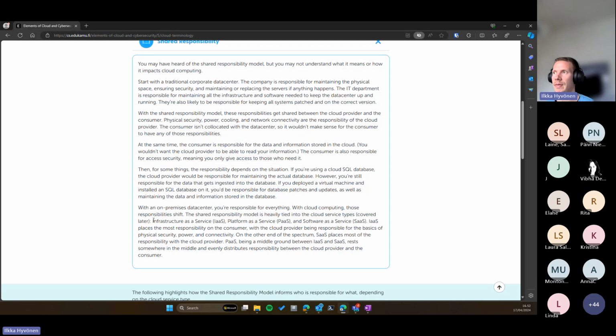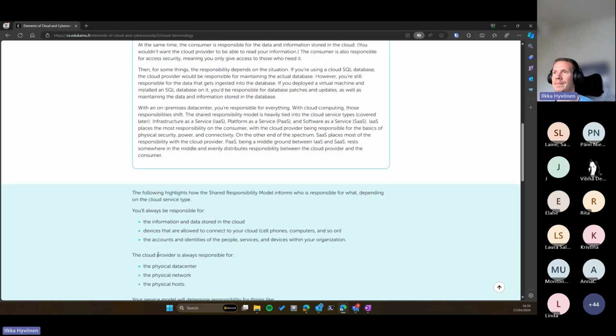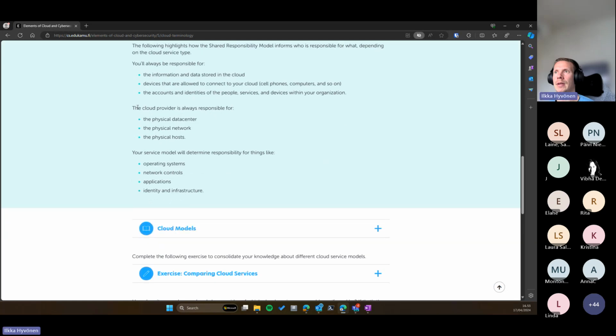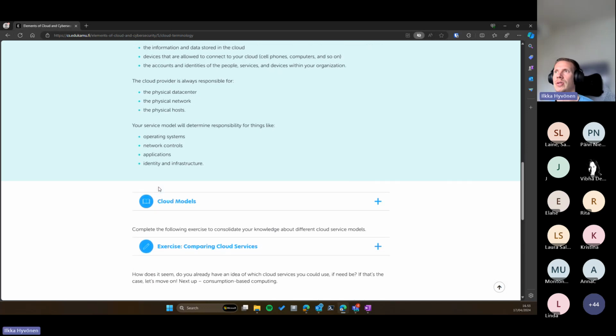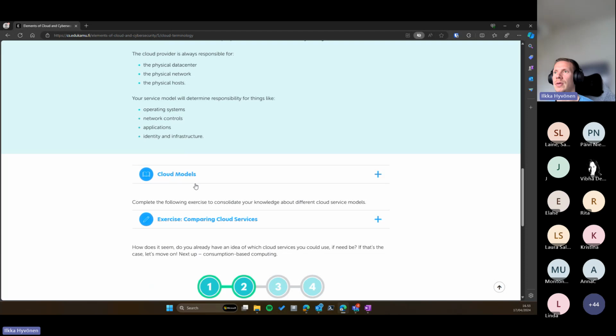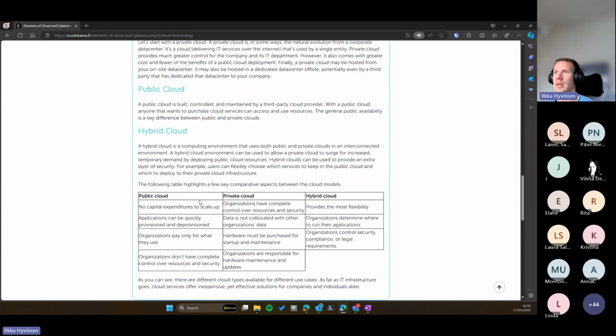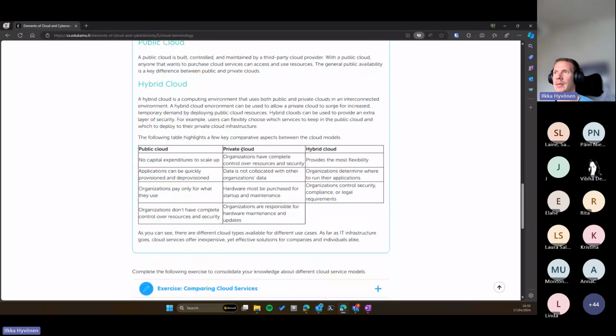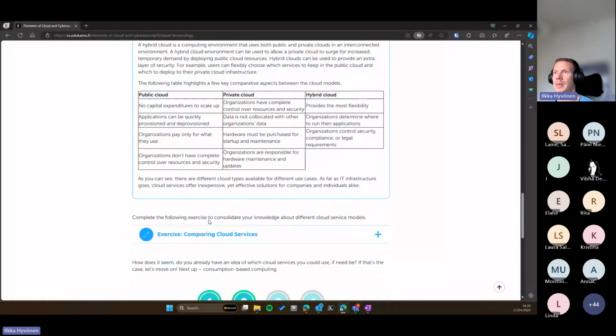And then there are these three different cloud service types, like IaaS, PaaS, SaaS. So there are differences within these, that which aspects are responsibility of the service provider and which are the customer's responsibility. So that's I think very important to understand. Yeah, so there are examples what are cloud providers' responsibilities and what you are always responsible for. And yeah, there are these private clouds and public clouds, but I think most nowadays are using these public clouds.